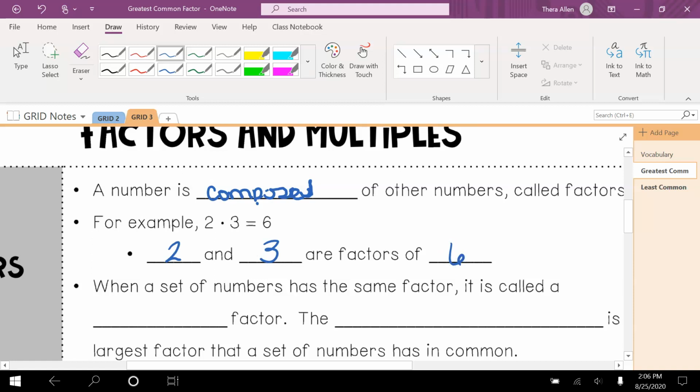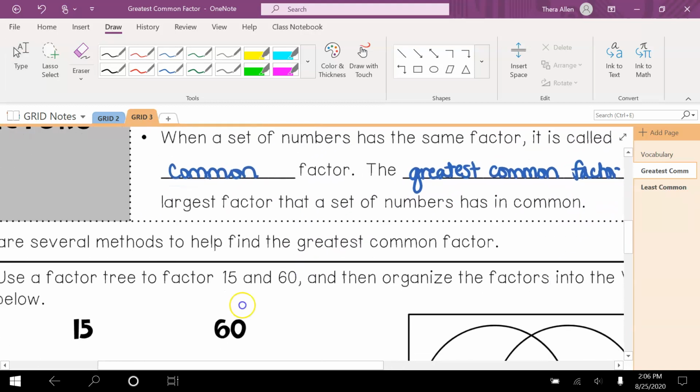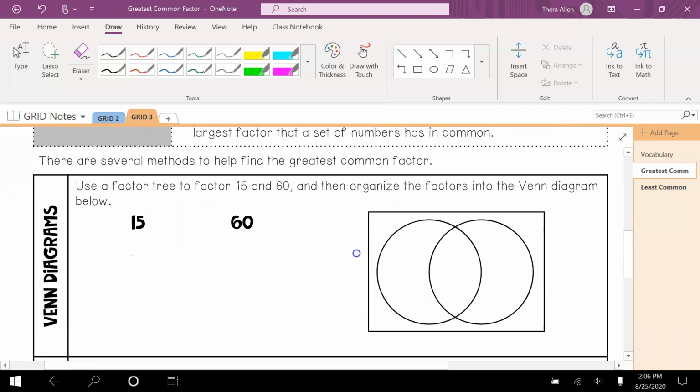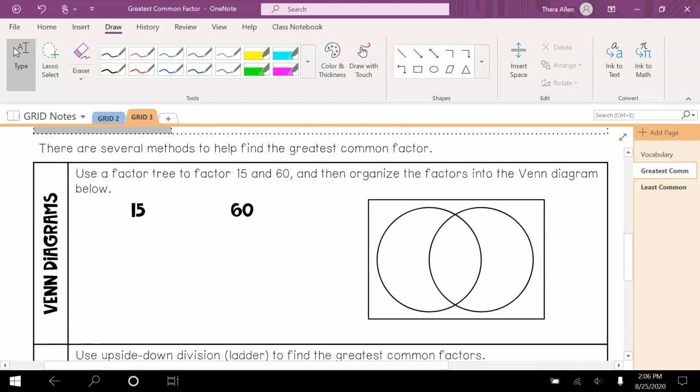When a set of numbers has the same factor, it is called a common factor. The greatest common factor, which we talked about in our vocabulary video, is the largest factor that a set of numbers have in common. So just a quick review. Now there's a couple of different methods we're going to work on to find the greatest common factor. The first is the factor tree.